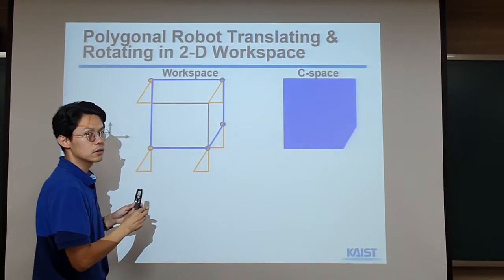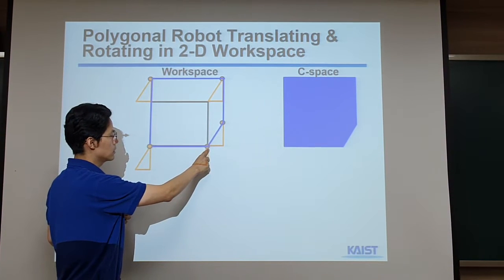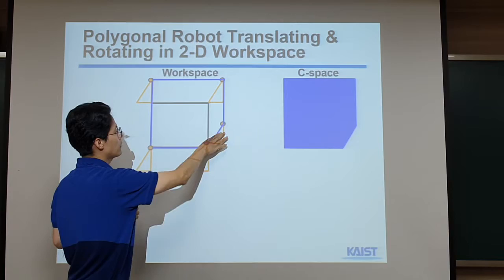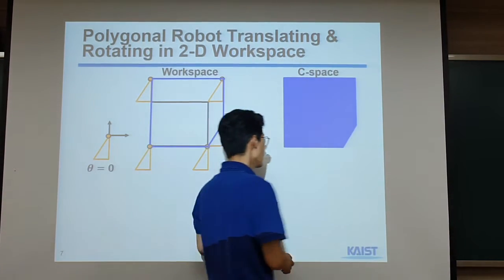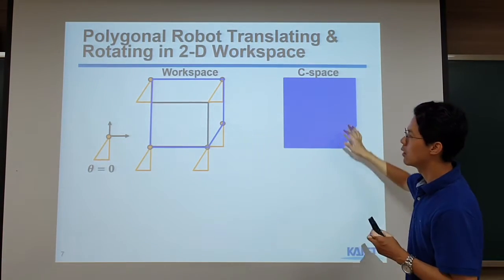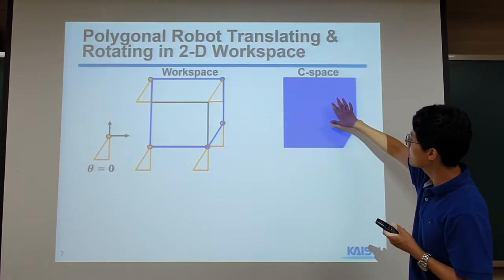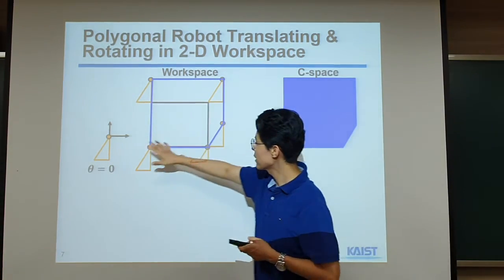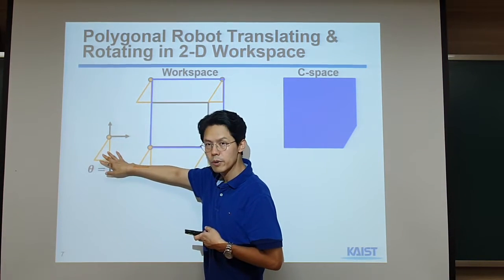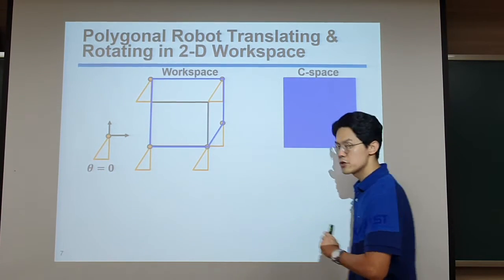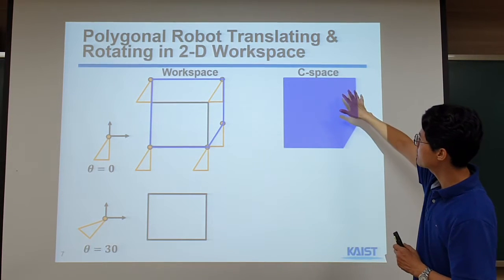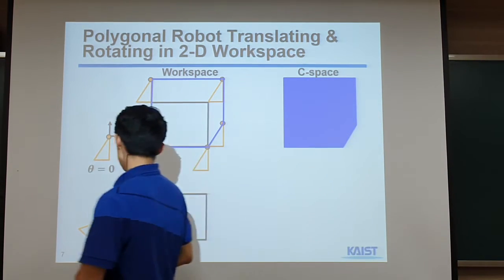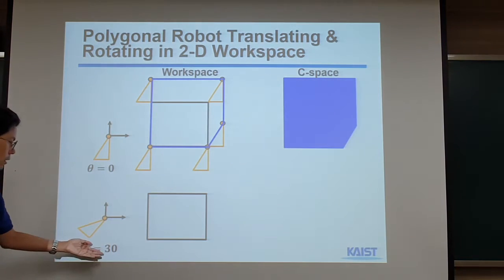As you can see, this reference point is moving from here to there. That's why we have this kind of shape. So this is our 2D visualization of the C space, assuming that the orientation of the triangle robot is set to 0. But we can also change it, right? In other words, our C space is actually not 2D, it is 3D. But for simplicity, we set the orientation in this case.